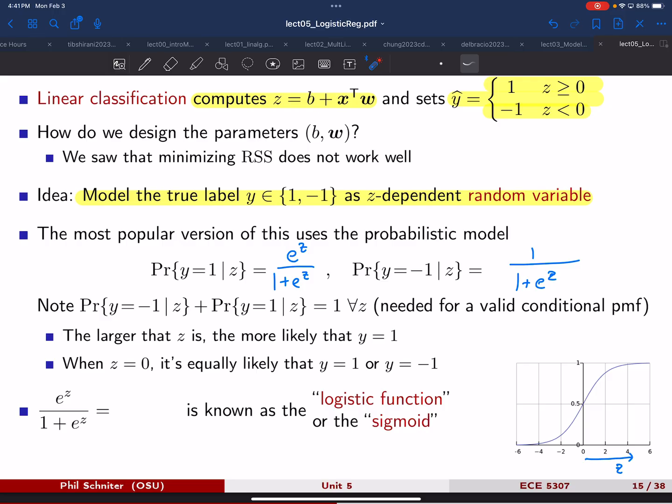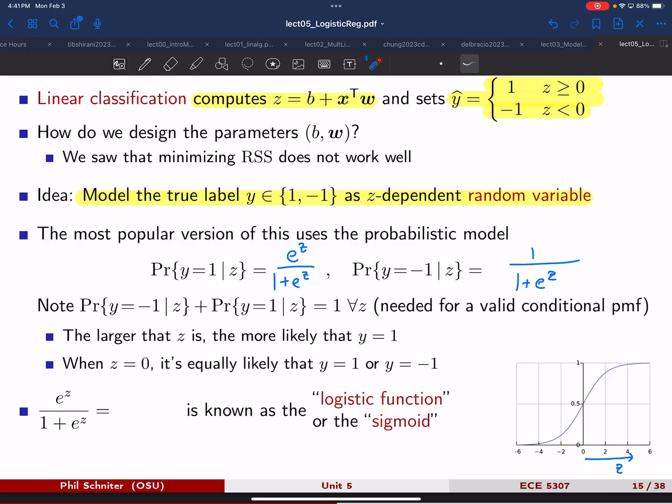So notice that if I add these two probabilities together, they equal 1 no matter what z is. So this is something we need. For this to be a valid conditional probability mass function, the sum of these two things must always equal 1, because these are the two possibilities. It's either 1 or minus 1, so no matter what z is, it has to happen with probability 1.